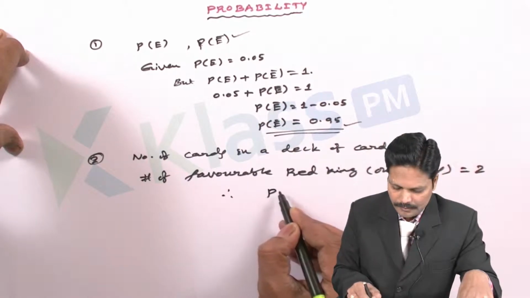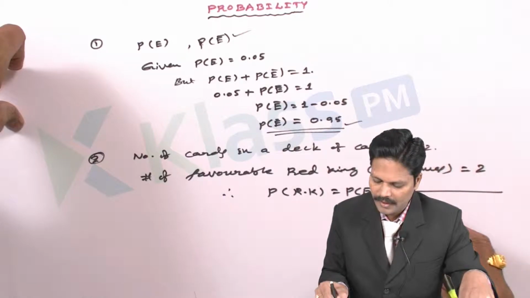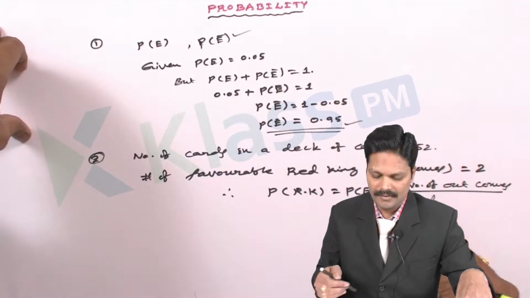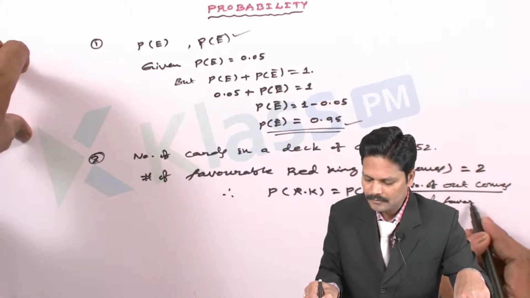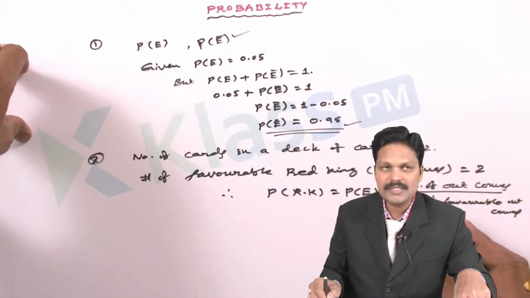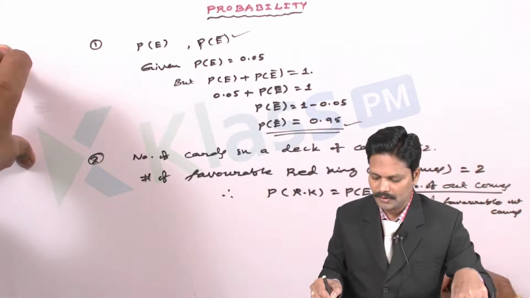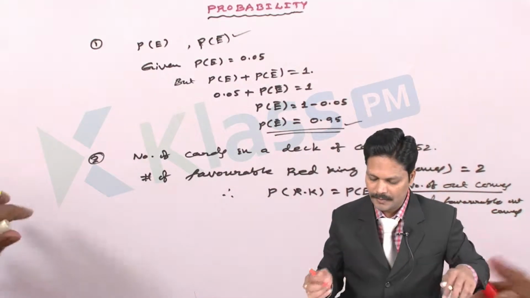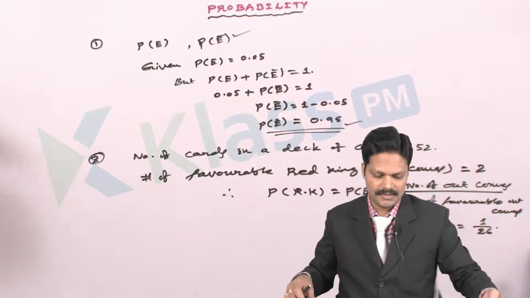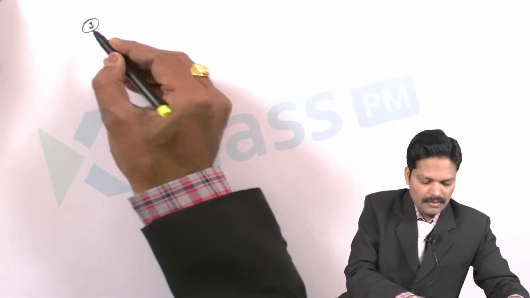Therefore we take the probability of red king, or probability of E, as the number of favorable outcomes divided by the total number of outcomes. Here the total number of cards in the deck is 52, and the number of favorable outcomes is 2. So 2 over 52, by cancellation, 2 ones are 2, 2 twenty-sixes are 52. So this is the way we get the probability of red king, 1 by 26. In this manner we can find the probability of particular cards or events. Let us discuss one more problem here.